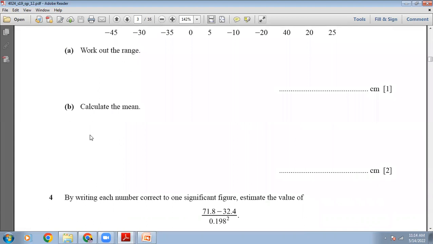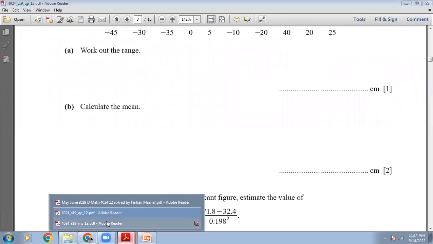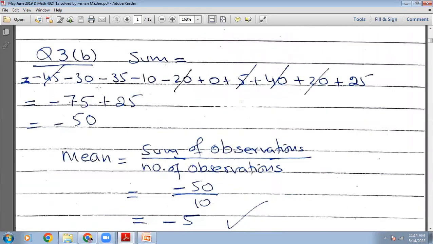Okay, the next question is calculate the mean. So this is open data. Some values are negative, some values are positive. So in the open data, you can find the mean, and the method is very simple. The sum of observations divided by number of observations. So you will add them up. Minus 45, minus 30, minus 35, plus 0, plus 5, minus 10, minus 20, plus 40, plus 20, plus 25, and get the answer. What is the sum of all these numbers?